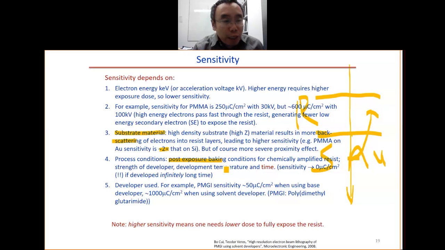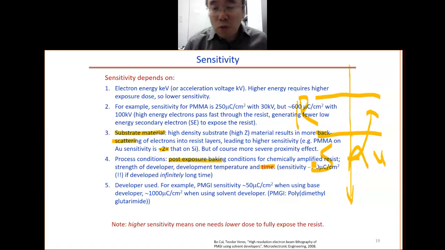If you are using a negative resist, it will be the opposite. For the negative resist, as you can imagine, if the development temperature is higher, the developer will become stronger, then you will need a higher dose to do the exposure. This way you get lower sensitivity. So for negative resist, higher temperature, lower sensitivity. For the positive resist, it is the opposite. And also development time: if the time is infinitely long, the sensitivity will become extremely high.